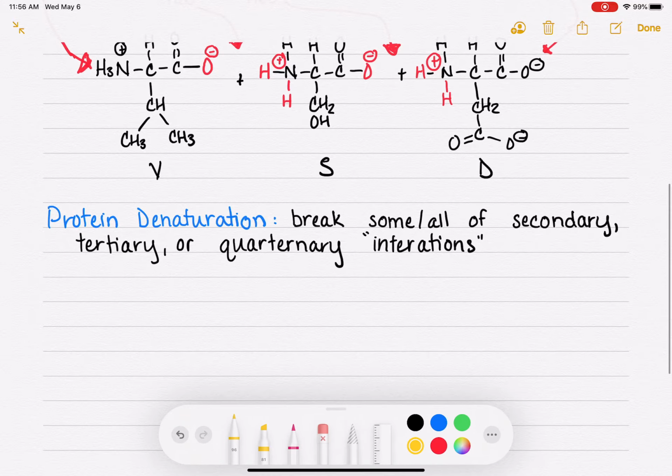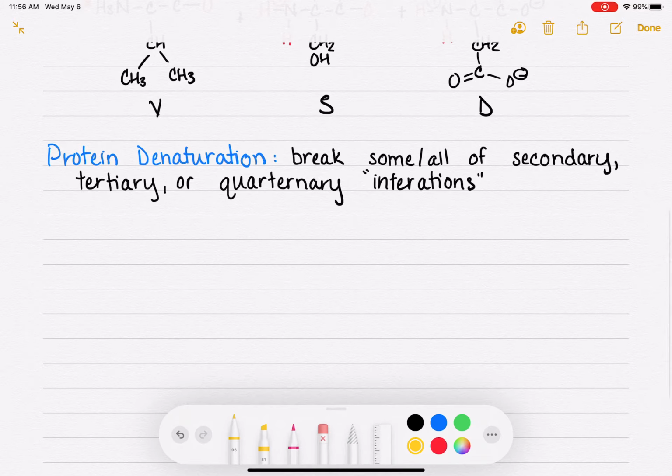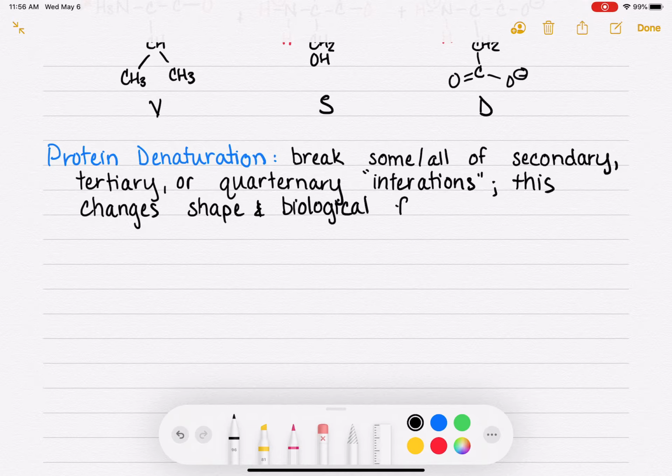Denaturation is acting on the secondary, tertiary, and or quaternary structure of a protein, disrupting the interactions that give us the secondary, tertiary, or quaternary structures. When we do denaturation of a protein, it changes its biological function because it changes its shape. So this changes the shape and also results in a change to the biological function of the protein.